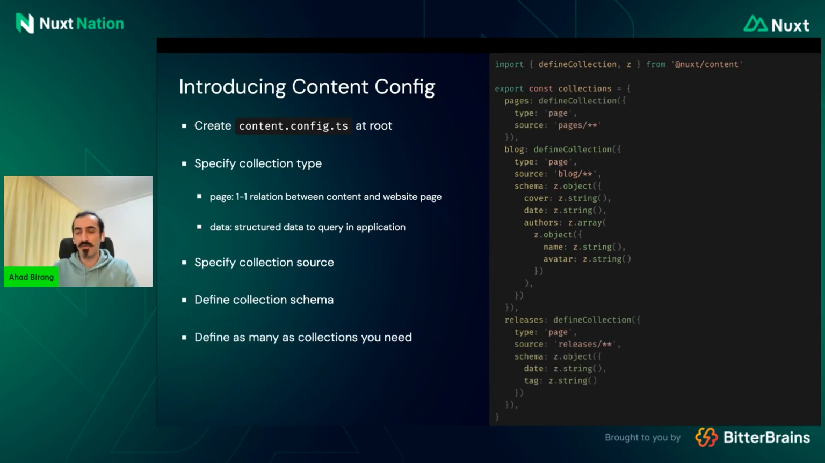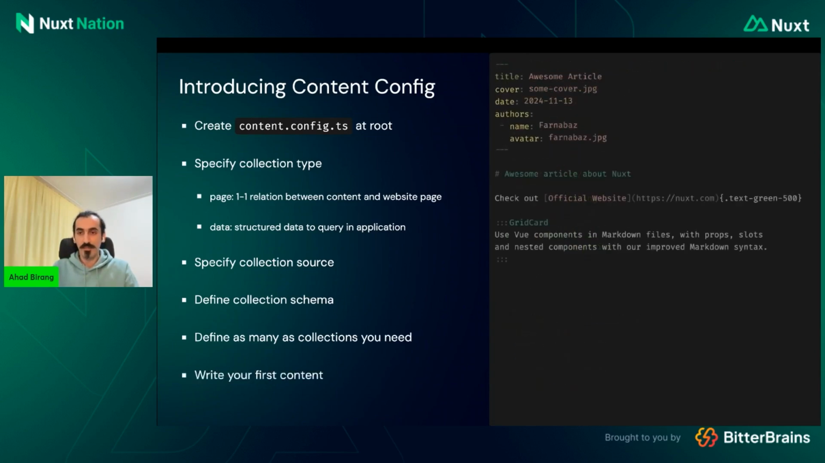And next, we can define our other collections. Now we have every collection we need. We can go further and write our first blog post. So as you can see, this is our first blog post, and we can define our fields, the cover, date, and authors in the front matter of our file.